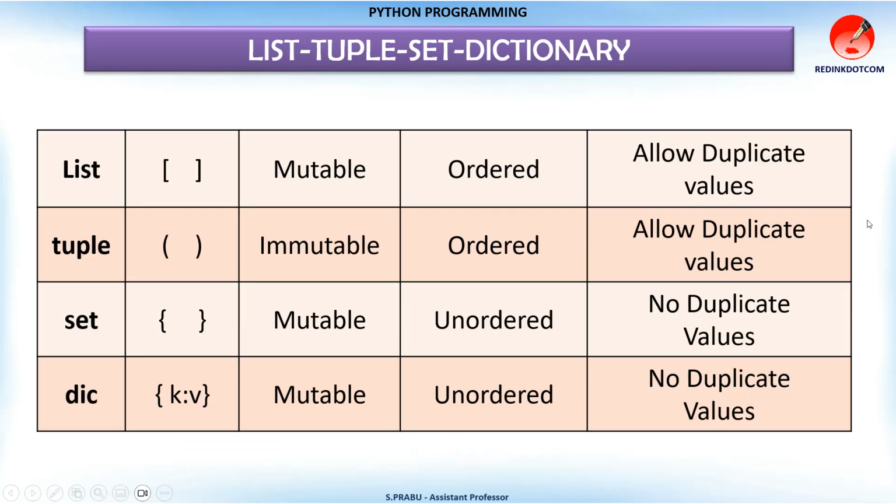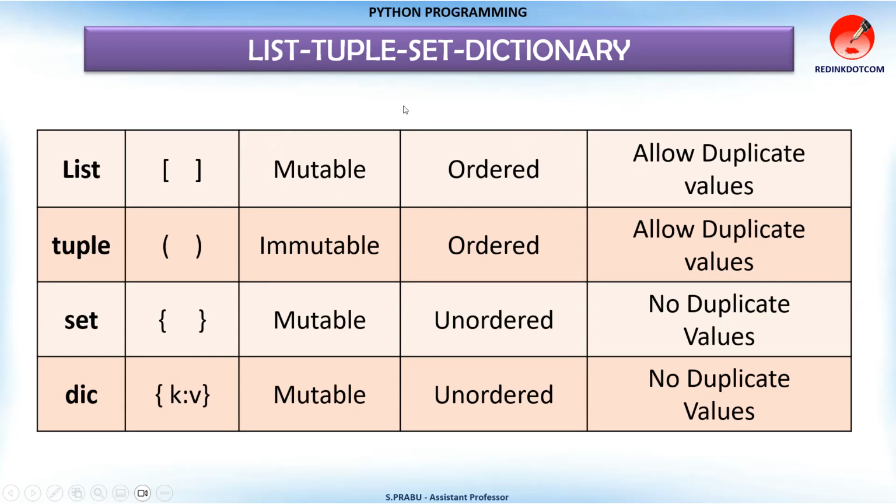Now I compare all the collection items. These two are ordered collections, these two are unordered collections. Each collection of items can be created by different formats like square brackets, open brackets and curly braces with key pair values. Each collection is mutable or immutable in nature. Some collections allow duplicate values and some collections do not allow duplicate values.